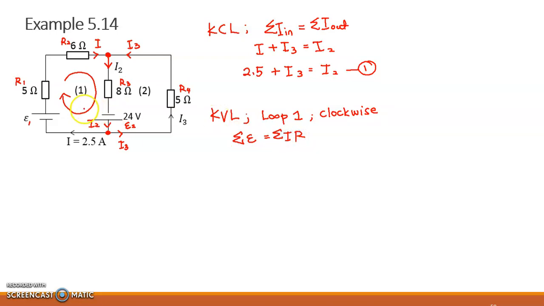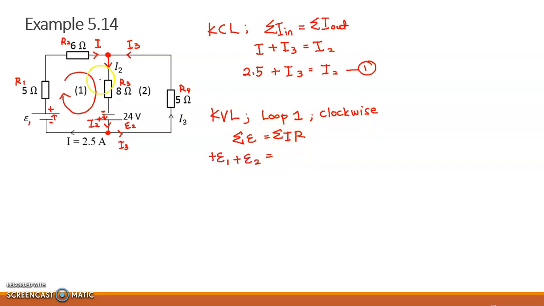For the first loop, there are 2 batteries. For EMF 1, the loop will pass through the negative terminal, then go to the positive terminal, so it is positive EMF 1. Meanwhile, for the second EMF, the loop will also pass through the negative terminal and then go to the positive terminal, so it will be positive EMF 2.